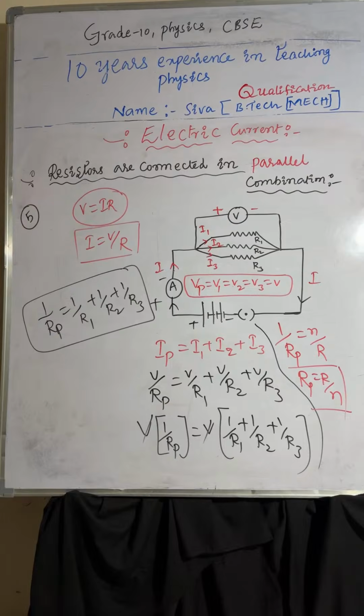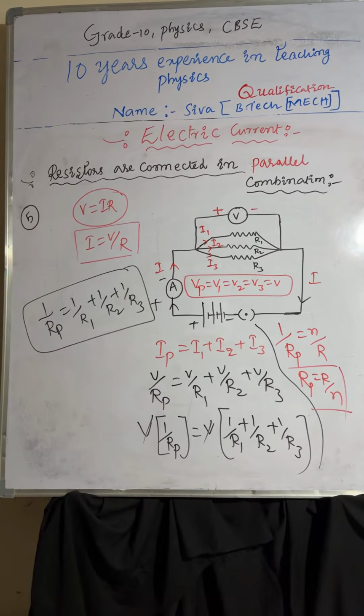When resistors are connected in parallel combination, the formula is 1 by Rp equal to 1 by R1 plus 1 by R2 plus 1 by R3. Okay, so that's enough.